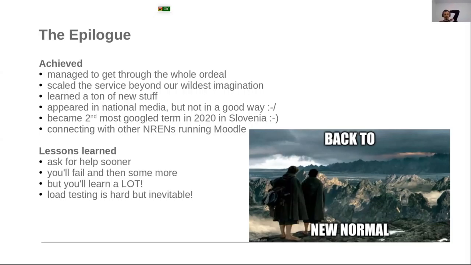So what have we achieved? Well, for the first thing, we managed to get through the whole ordeal. We scaled the service beyond our wildest imaginations, from actually two VMs, or virtually a single VM. We've managed to capture a lot of users. We learned a ton of new stuff, of course, inevitably. We appeared in national media through the Hell's Week. We also became the second most Googled term in 2020, behind the coronavirus. And we're very glad to connect with other NRNs at events like this, and of course the Telegram group.